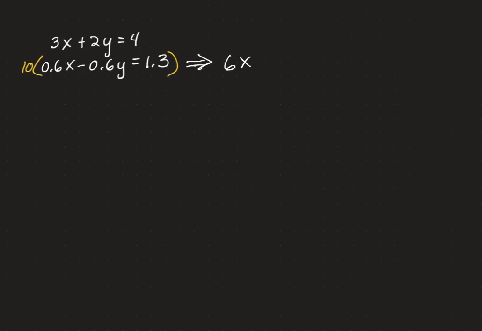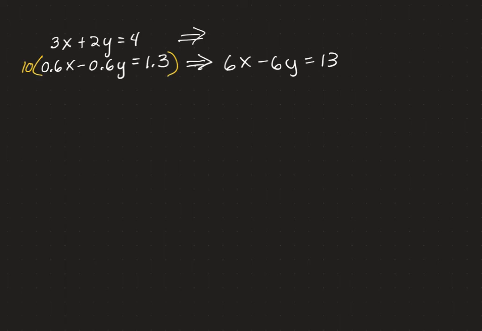We get 6x minus 6y equals 13. That looks more familiar. Still, 6x, 3x, 6y, 2y, 4. Okay, so we're going to have to multiply the first equation by something to get it numerically equal.